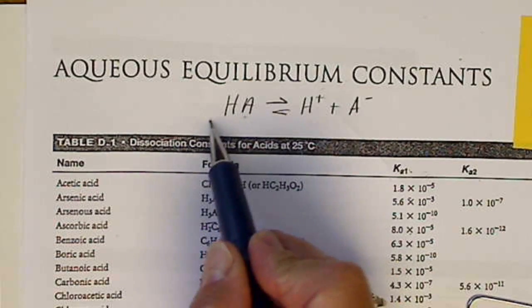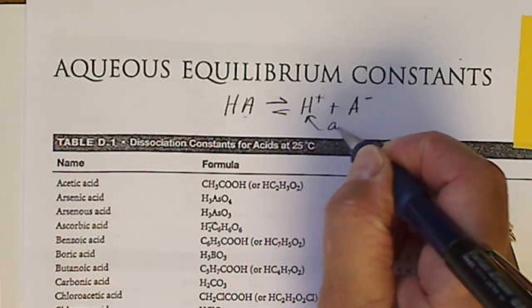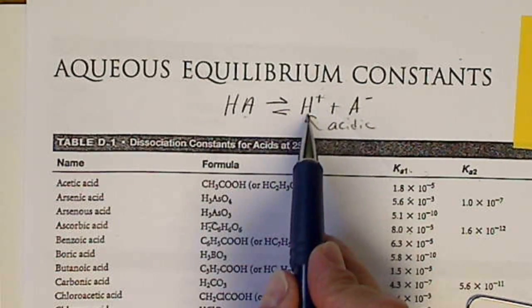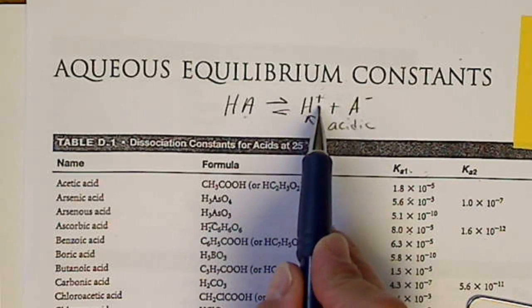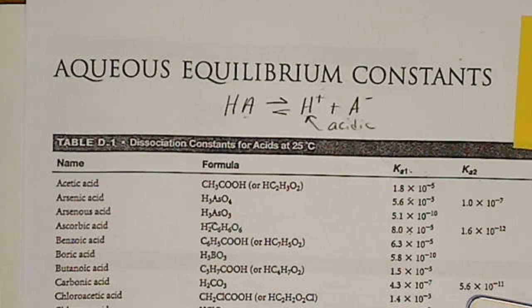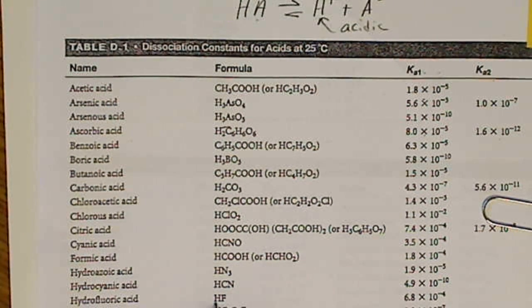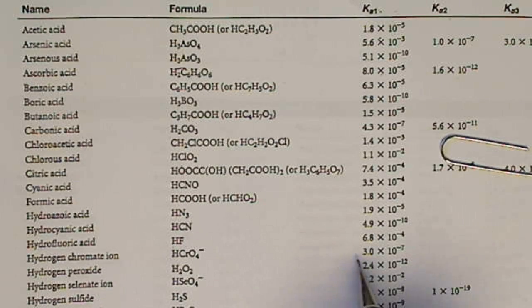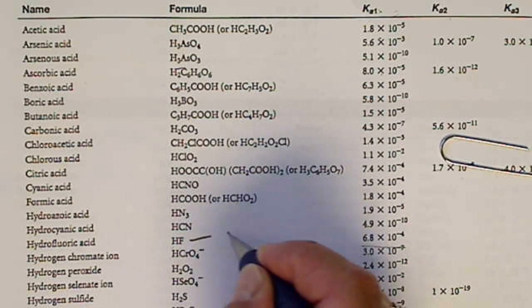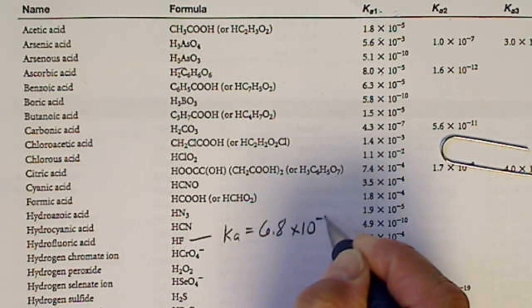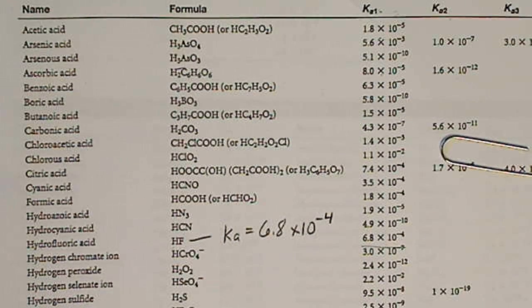So this is what makes a solution acidic: not having an H in the formula, but having that hydrogen dissociate from the molecule, leaving behind an H plus. If we look at hydrofluoric acid on the table, its equilibrium constant is 6.8 times 10 to the minus 4th. That will be the Ka we'll be using.